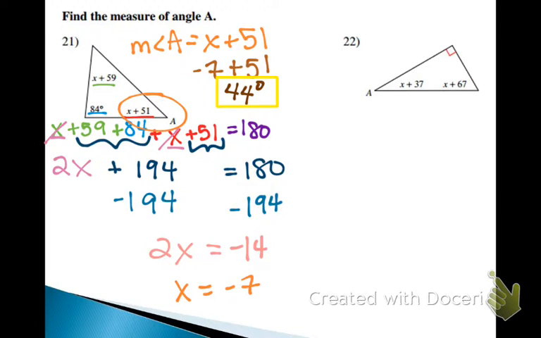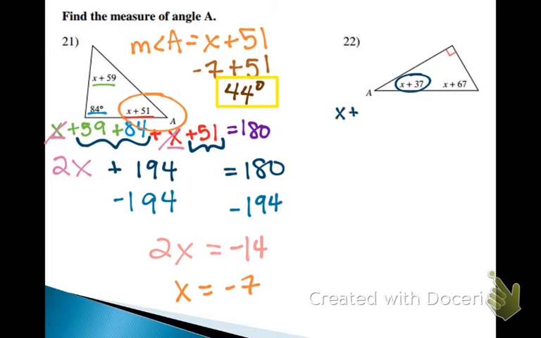All right, we're going to do the last one together. We're almost finished. Here we go. So this one, what kind of triangle do we have? A right triangle. It's a right triangle, because I know it's a right angle. So we do the same exact thing. We're going to add up all the angles.